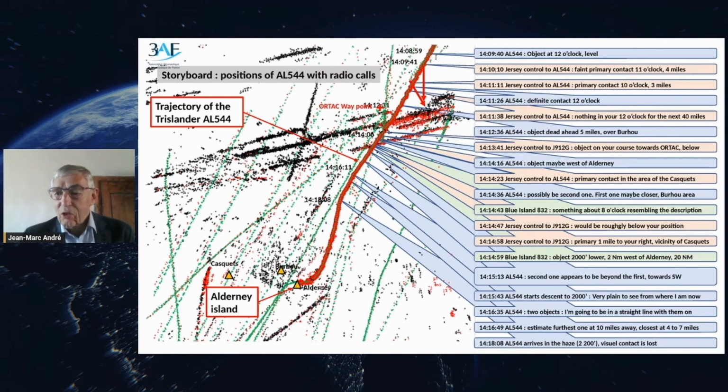On the slide, you can see in red the trajectory of the Trislander. Its call sign is AL544, AL for Aurigny Airlines. On the right of the slide, you see the radio calls. They are pointed at the trajectory point corresponding to the timing. All the dots on the map are the plots of detected objects based on the radar data recordings.